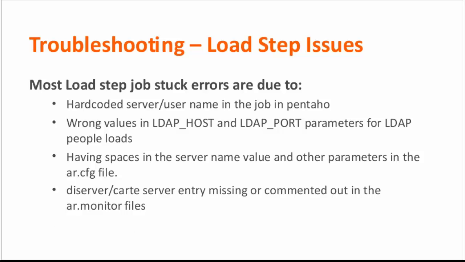The other things we see are hard-coded server username values in the job in Pentaho. So the customer will complain that, "Hey, my job is stuck and it's not running." When we go and troubleshoot, we find that someone has opened up the job in Pentaho through the Spoon client for testing purposes, and they forgot to remove their physical server name. That should have the parameter value and not the actual data in there.